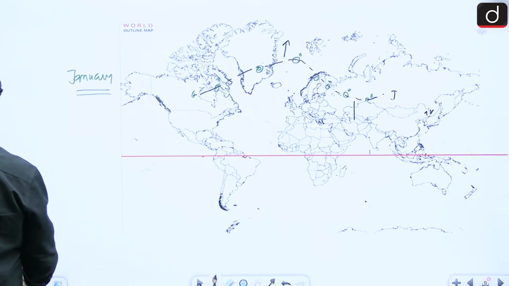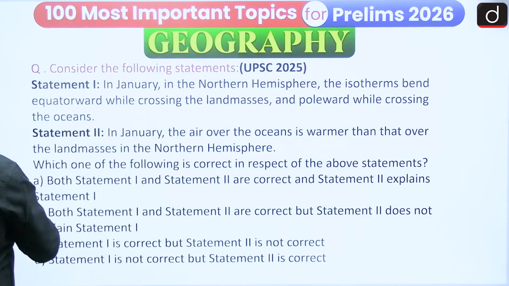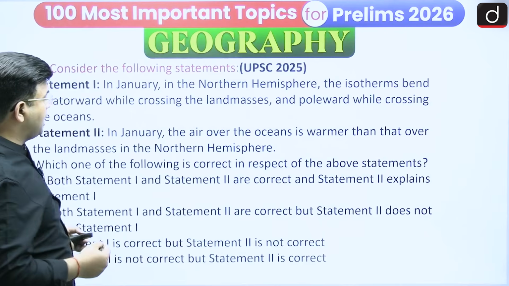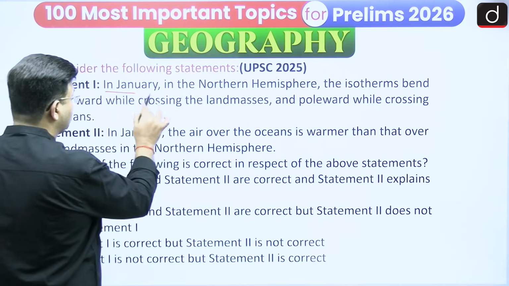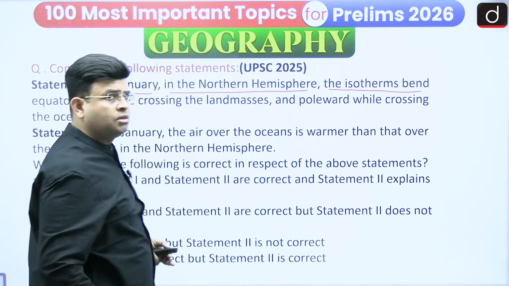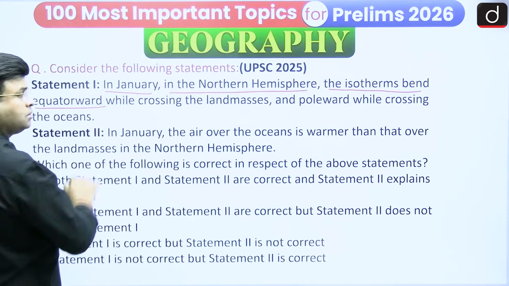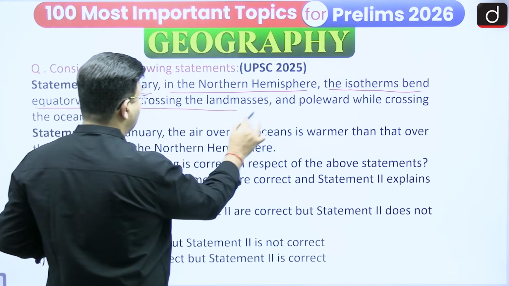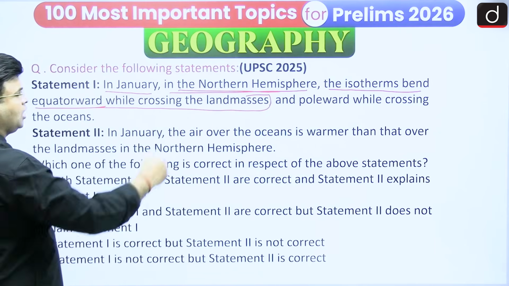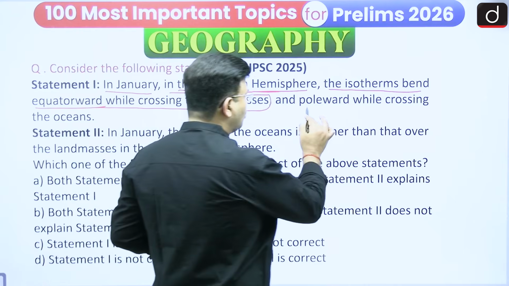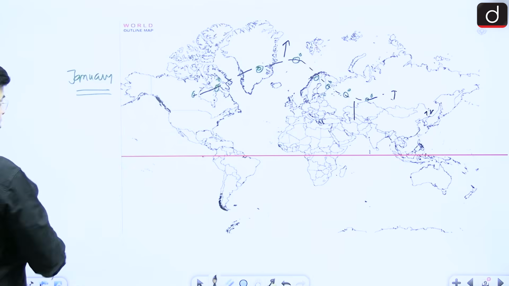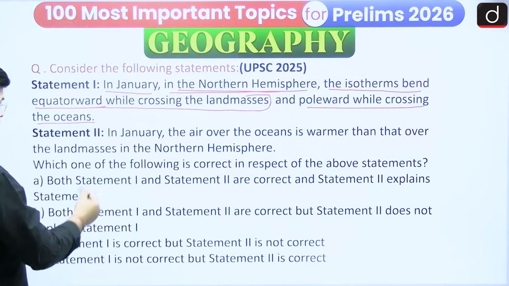Here it is from UPSC 2025. This question has been asked. We have to answer it, and I'm waiting for you to answer statement 1. In January, in the northern hemisphere, the isotherms bend equatorward while crossing the landmass, and poleward while crossing the oceans. Yes, you can see that. On the basis of that, you have to try to see.